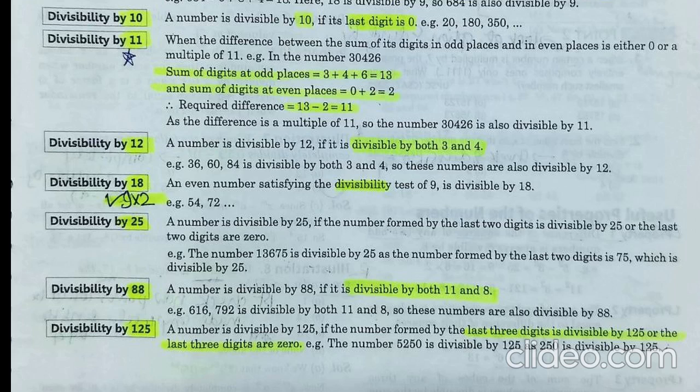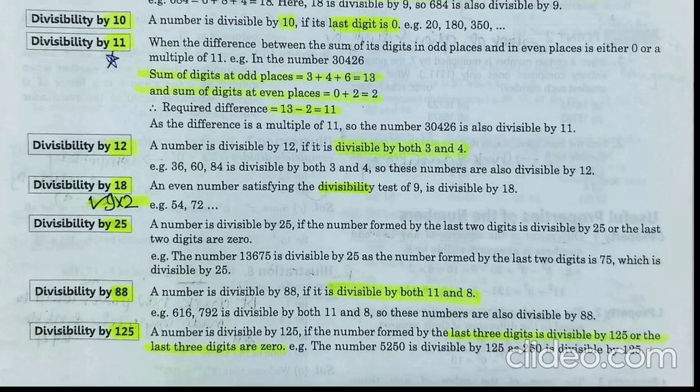So this is the only thing that you need to understand. Let me repeat, what is the divisibility rule of 7? A number is divisible by 7 when the difference between twice the digit at the unit place and the number formed by the other digits is either 0 or a multiple of 7, right?